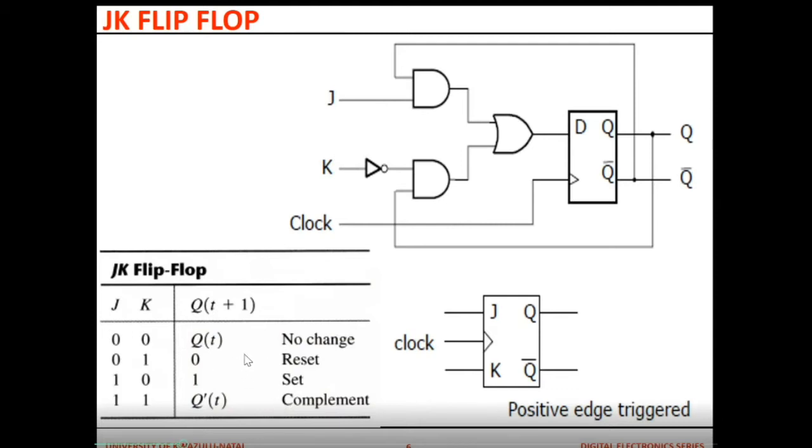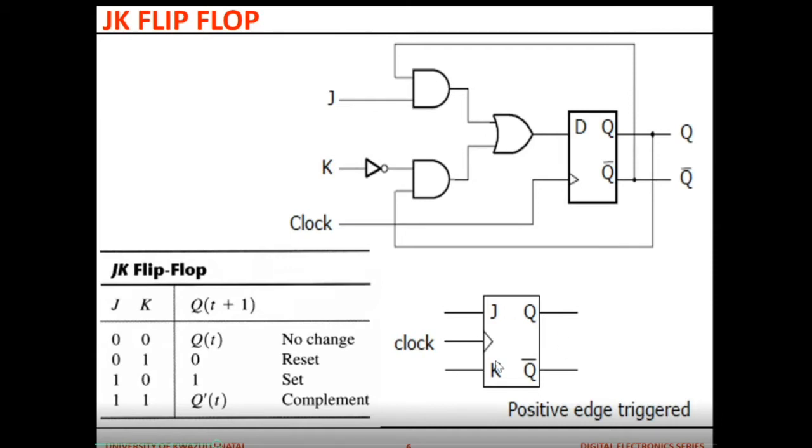So what happens here? If J and K are 0, 0, no change, it is in memory. If J and K are 0, 1, it is reset. K is looked at as a reset and J as a set. When J and K are 1, 0, it is set. Now, it has eliminated the previously undesirable condition. When J and K are 1, 1, it toggles. Remember, toggling: if it was 0, it goes to 1. If it was 1, it goes to 0.